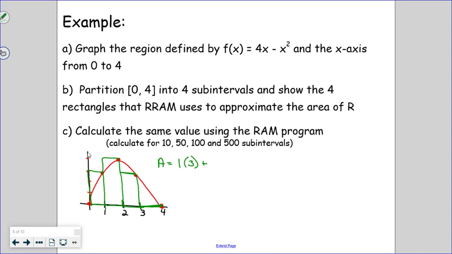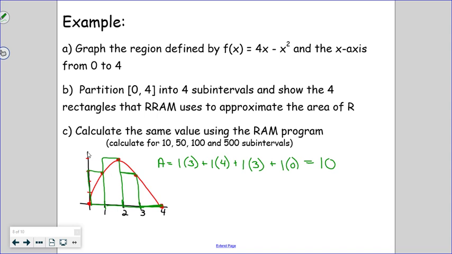Base times height of the next one would be 1. The distance from 1 to 2 is 1. Height is the rightmost side, so when I plug 2 into the function, which is up at 4. From 2 to 3 would be a distance of 1 again for the base. Height at 3 was 3. And yes, the last one had a base of 1, but a height of 0. So I'm going to show it, but it doesn't add anything to our total there. And as I add all of those up, 3 plus 4 plus 3, we get 10.